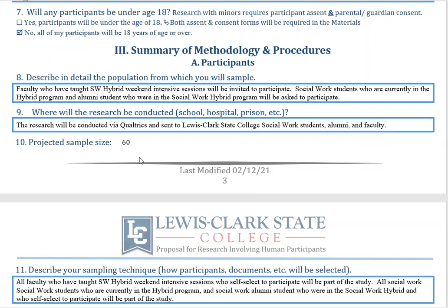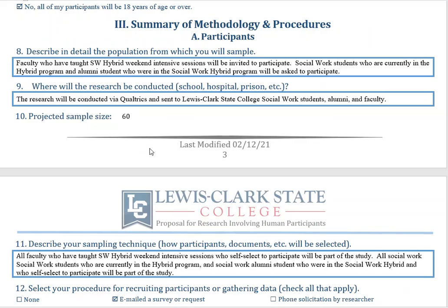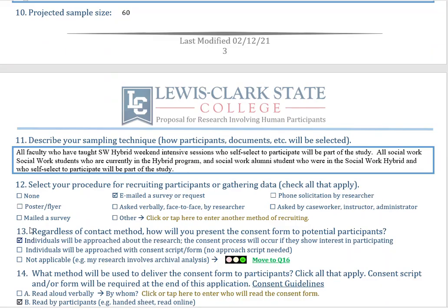When it comes to project sample size, take a guess. Look at the population that you have access to and say maybe 20% of that population is going to participate. Maybe if you're lucky, you might get 50%. So just take a guess at how many. You want to talk about your sampling technique. How are you going to get participants to participate in your study? How we did it was all faculty who taught social work hybrid intensive sessions who self-select to participate will be part of the study.